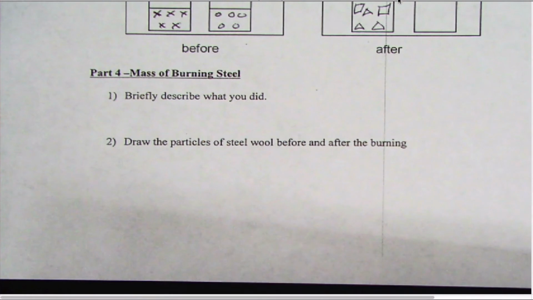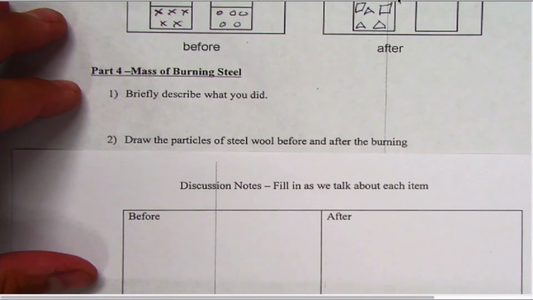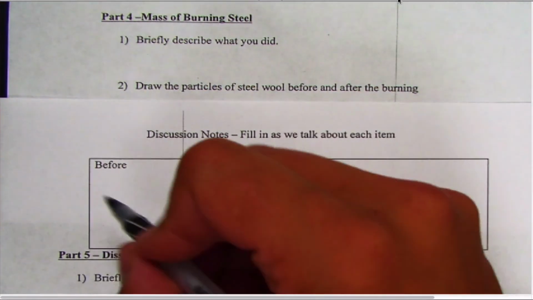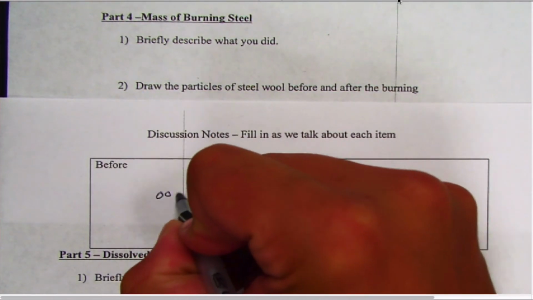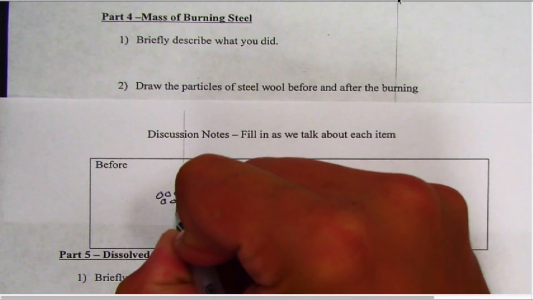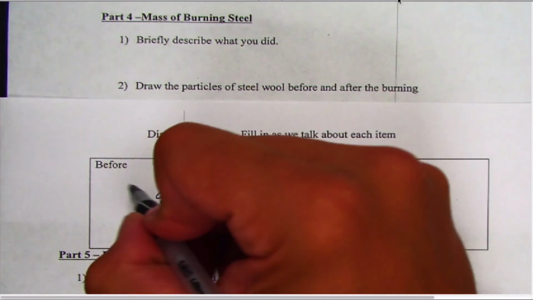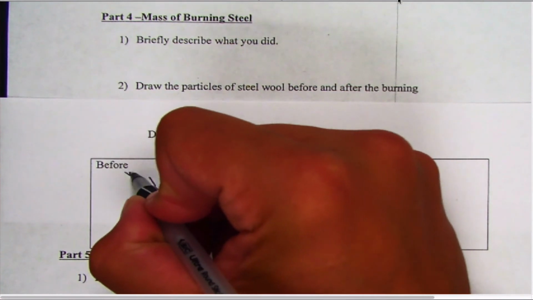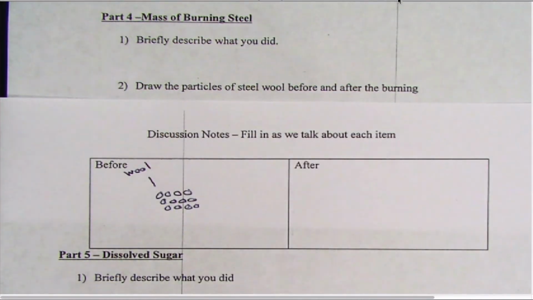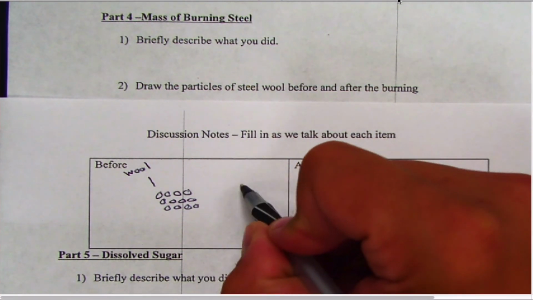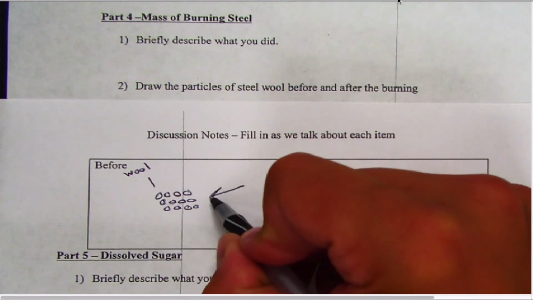So the particles that we should have seen in this is, before, the steel wool was just like this. Okay, all scrunched together in a solid form, very close together. That's going to be our steel wool. So here is our wool. All right, make sure you spell steel wool right. And then what we did is we burned it. So we put a Bunsen burner to it. All right, so we hit it with a flame.